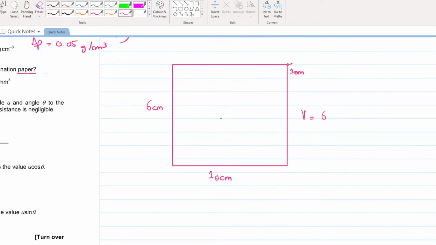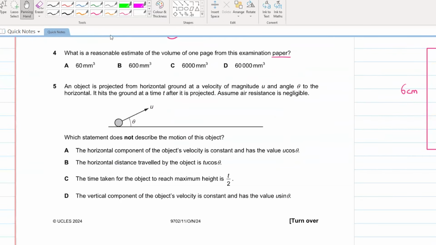Yes. 6 centimeter will get converted into millimeters, 60 millimeters, multiplied by 100 millimeters, multiplied by 1. This comes out to be 6000 millimeter cubed. This is the volume of one sheet of paper. C is your answer. C looks like a pretty reasonable answer. Let's move ahead.